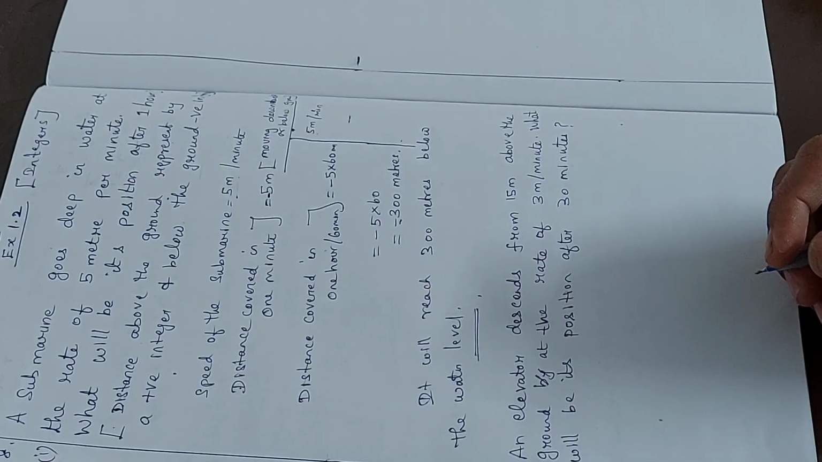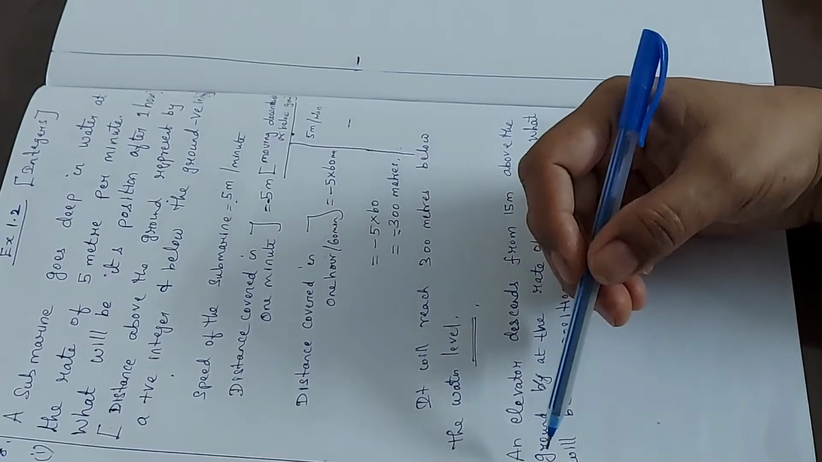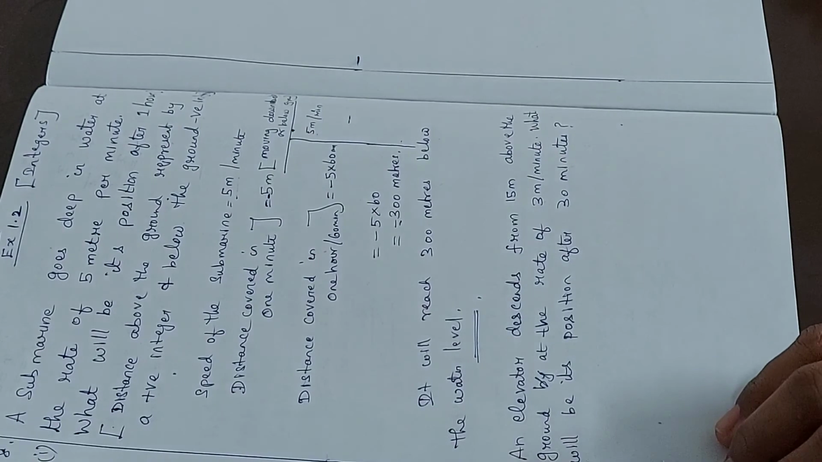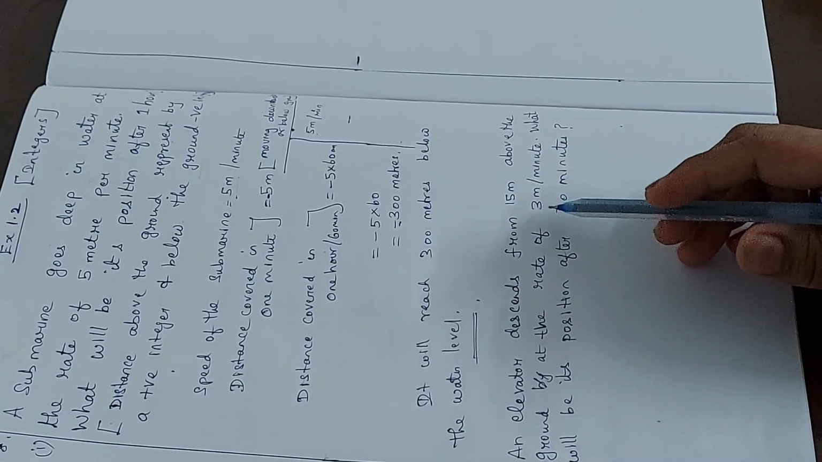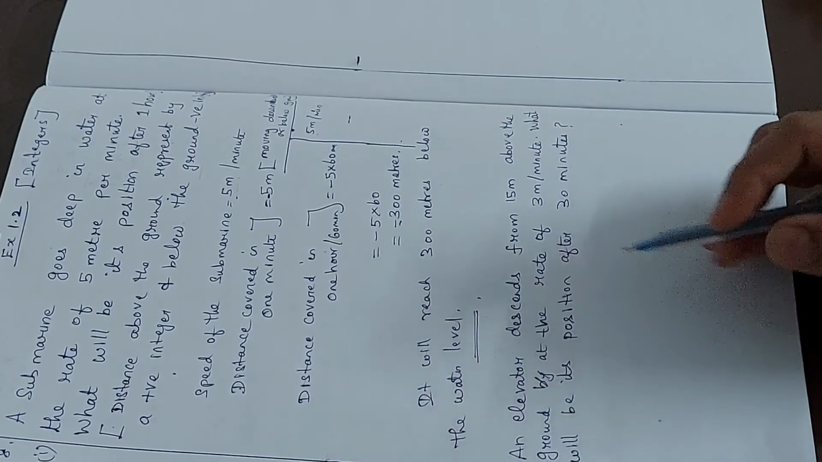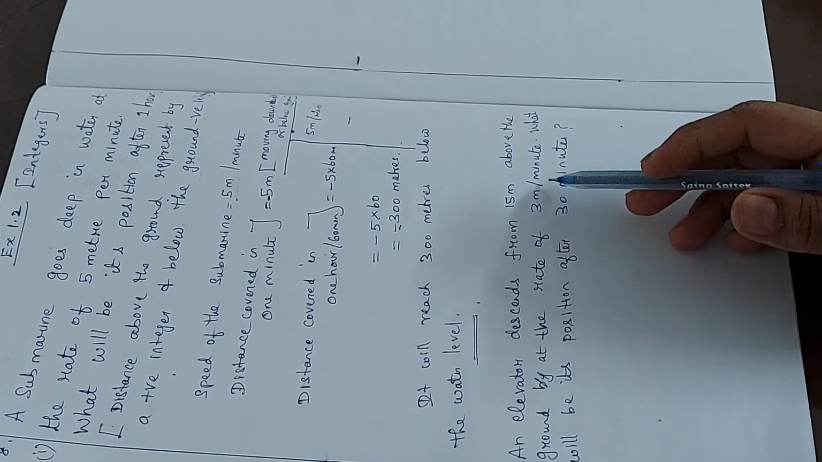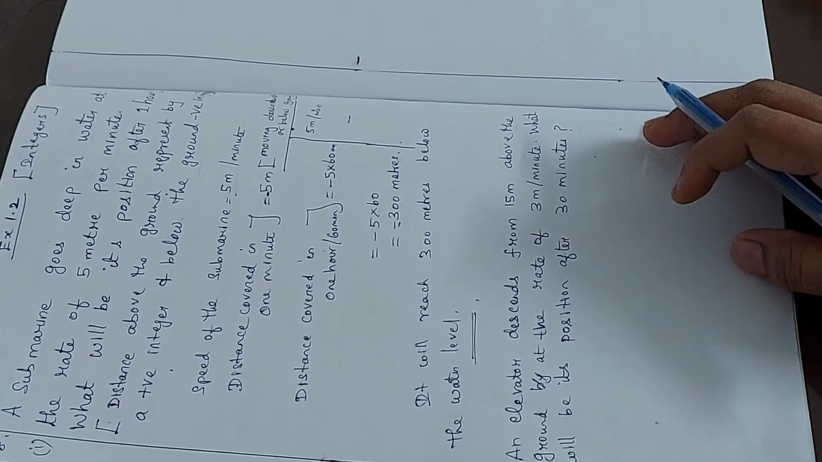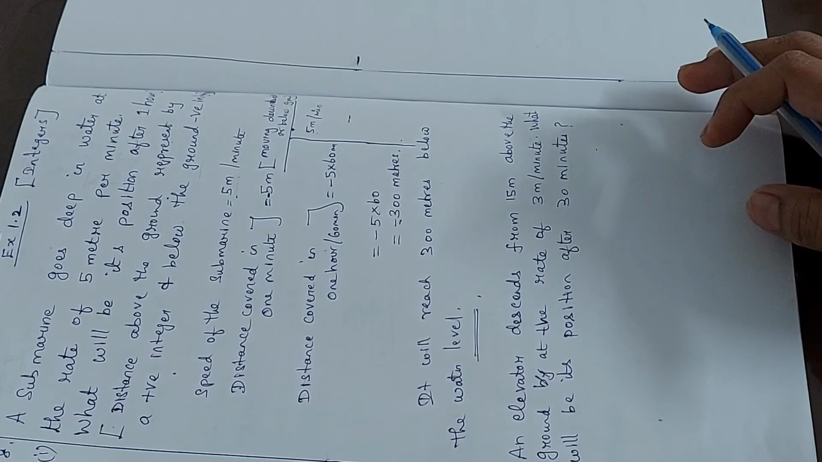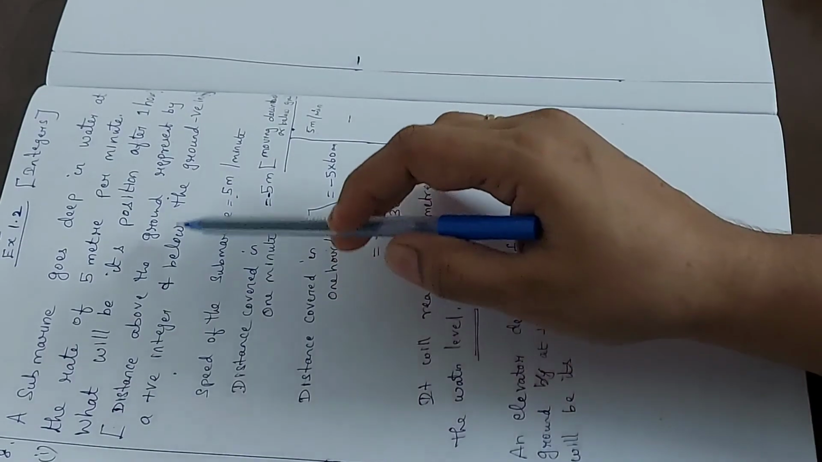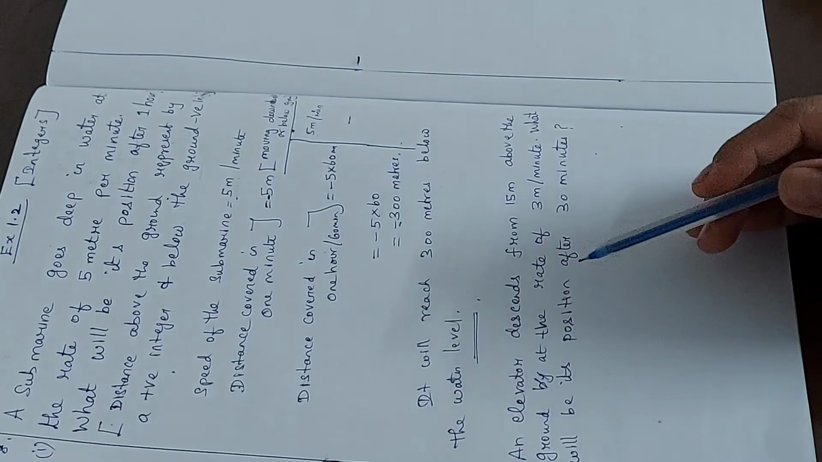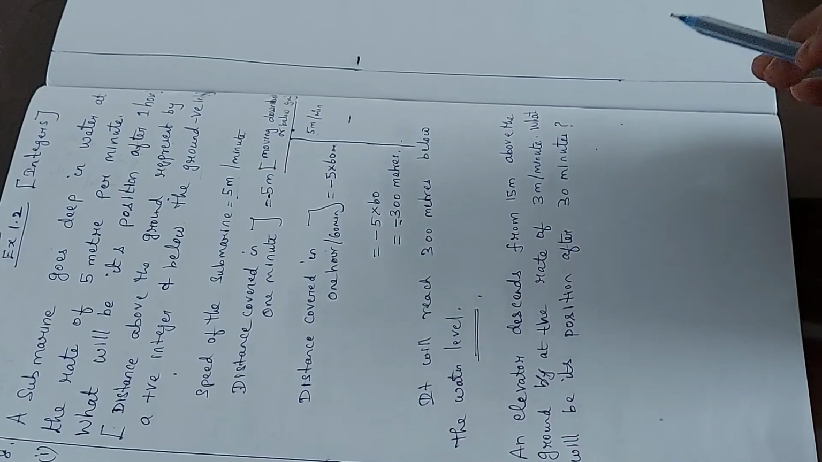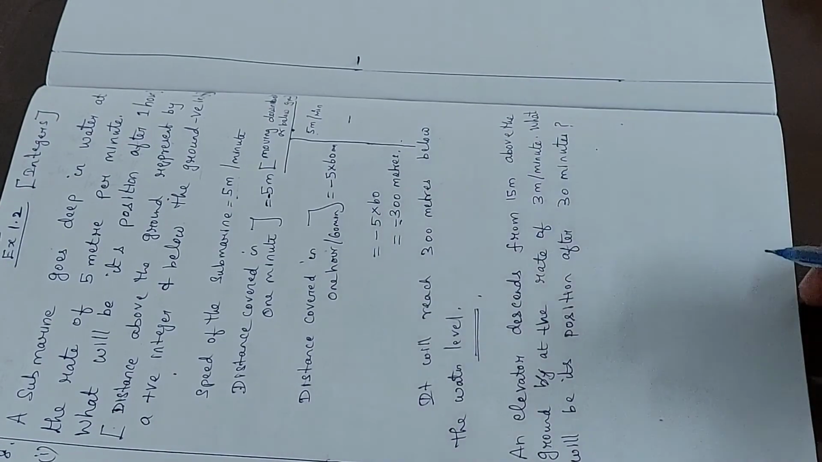The next problem, an elevator. See, this is the second subdivision in the 8th problem itself. Okay, we have seen the first subdivision and this is the second one. An elevator descends from 15 meter above the ground at the rate of 3 meter per minute. Then what will be its position after 30 minutes? And also we have to use the same thing, that is the distance above the ground should be represented as a positive integer and below the ground should be represented as a negative integer. Okay children, so we will start doing this.